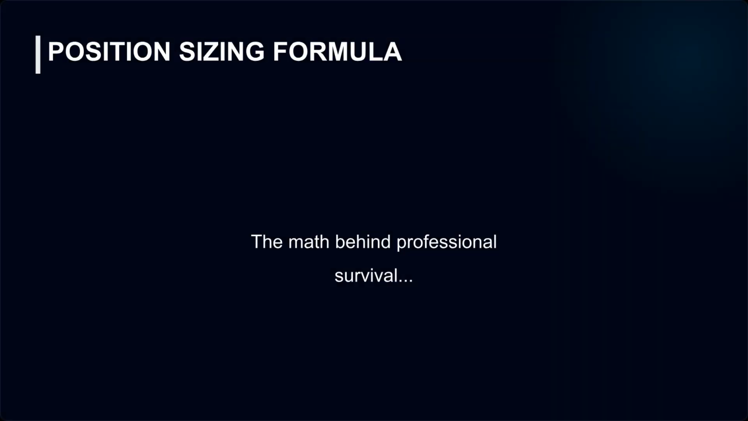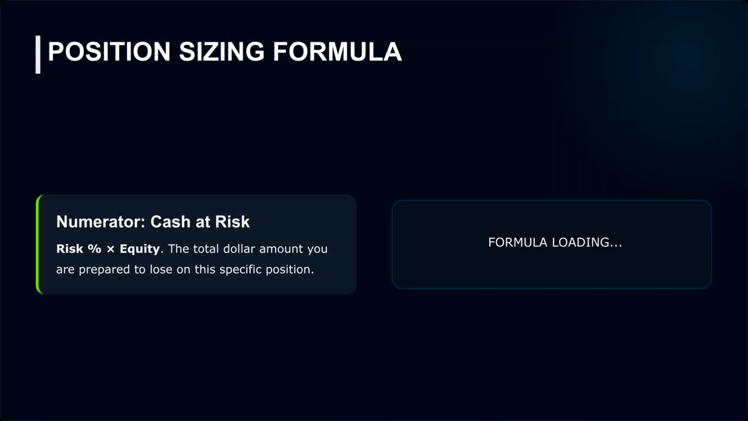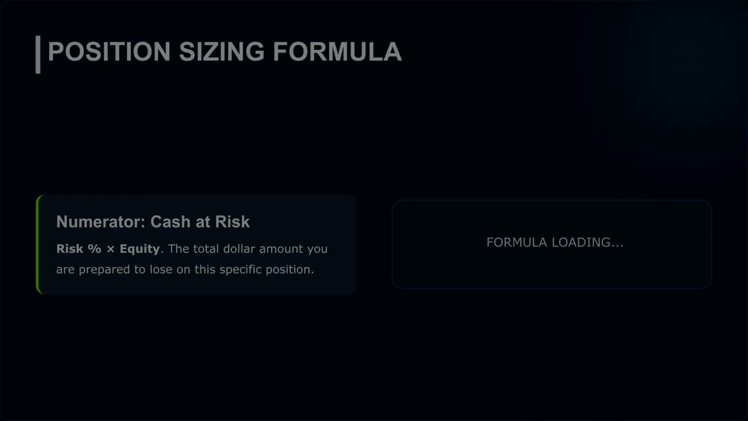Now, let's break down the most important tool in your trading arsenal, the position sizing formula. It starts with the numerator, your cash at risk. This is calculated by multiplying your risk percentage by your total equity. This figure represents the maximum dollar amount you are prepared to lose on this specific position.